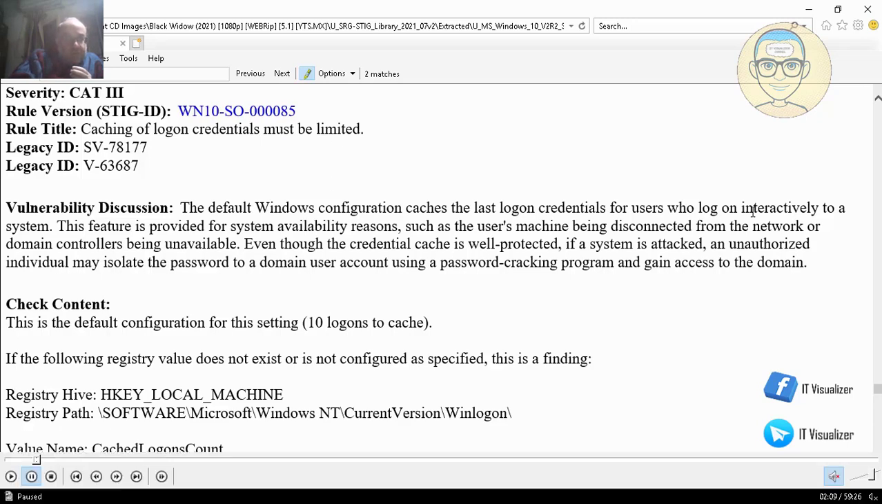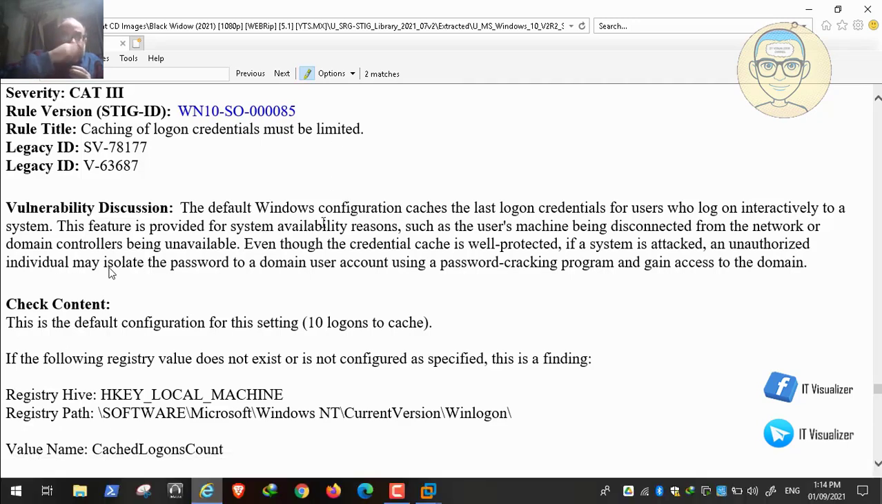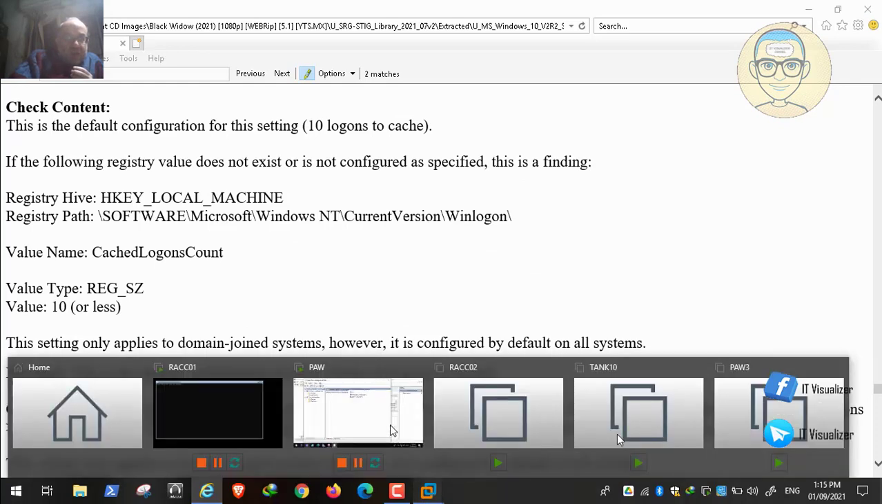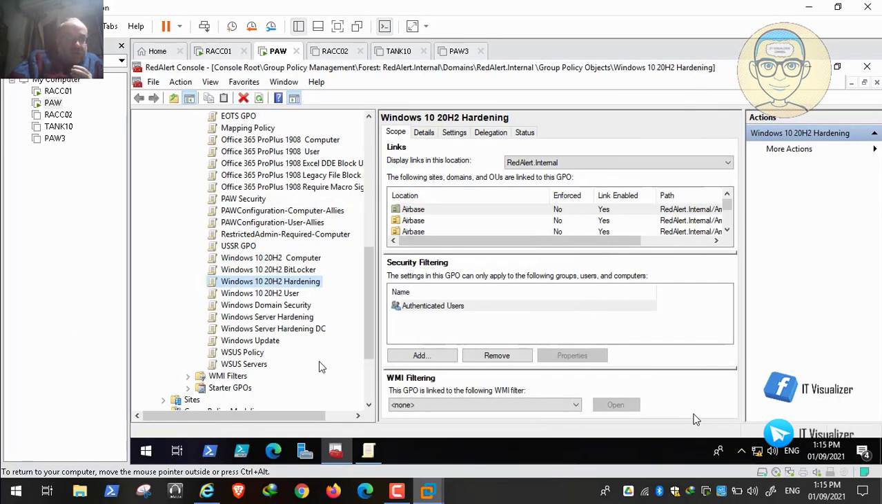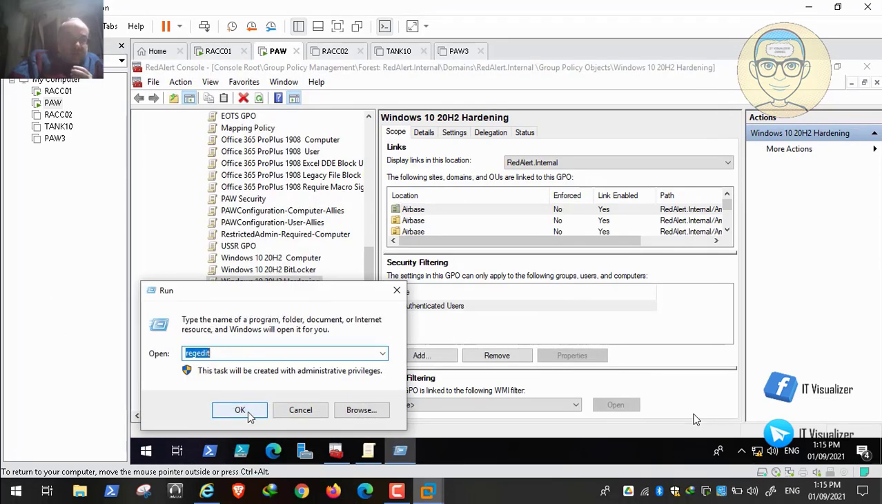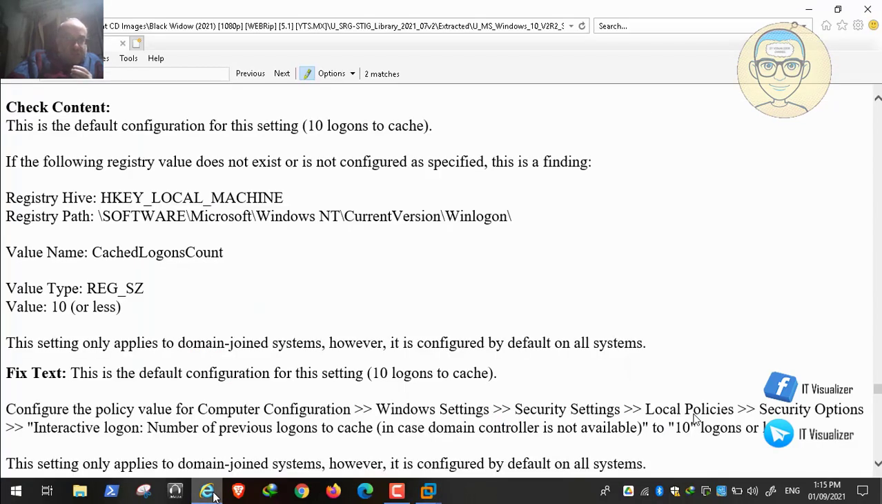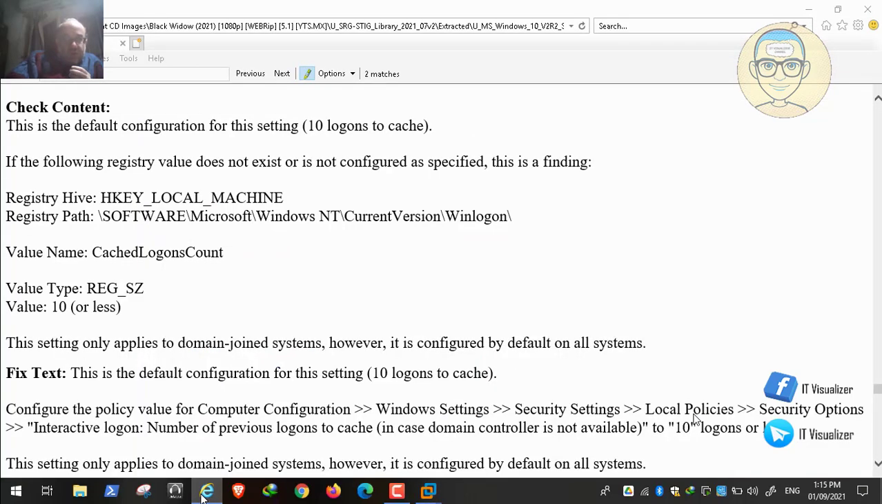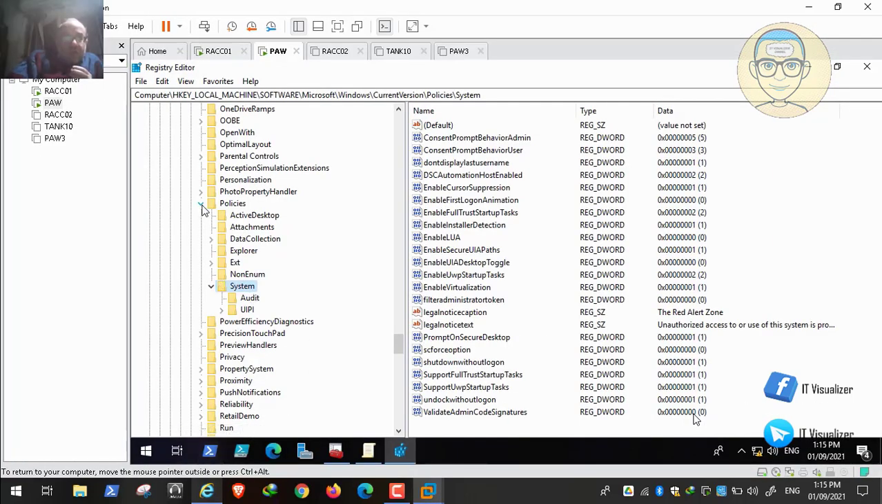So we need to check if the registry contains this option, the cached logon count. Let's see if this option is already working in our environment. Here it says we need to limit this option, to 10 logins or less. The default for caching login credentials in Windows is 10. I think we will not change it, because this is the default and he recommends leaving the default as it is. So let's see if we have this option activated in our network.